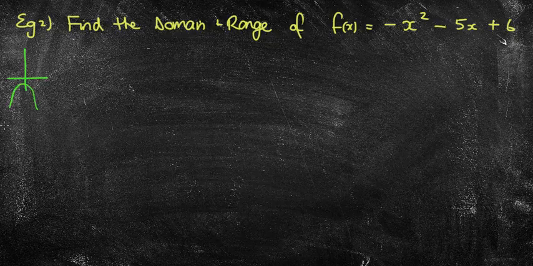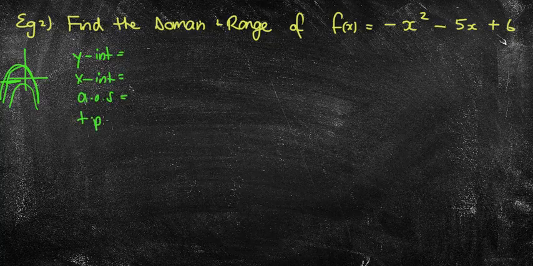It's going to be unhappy in some respects. We'll hope not that one. It might have some x-intercepts there. So what do we do? Well, we go through the same process. We want to find our y-intercepts, our x-intercepts, our axis of symmetry, and our turning point.